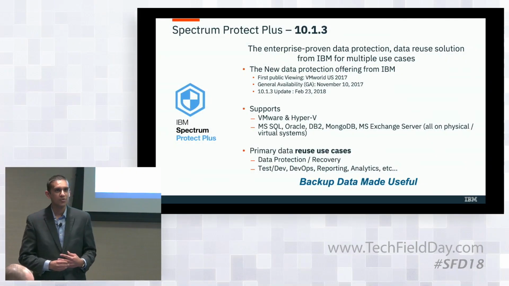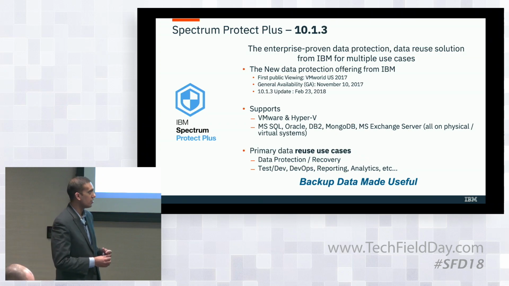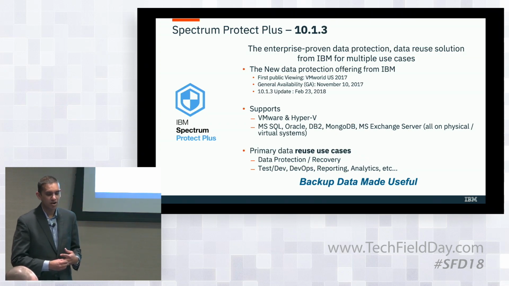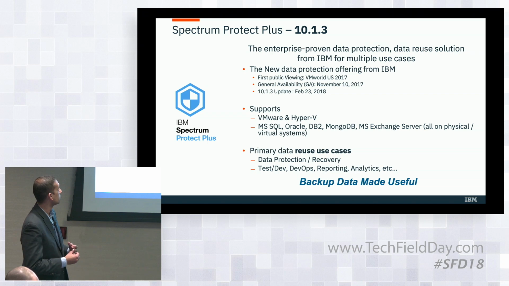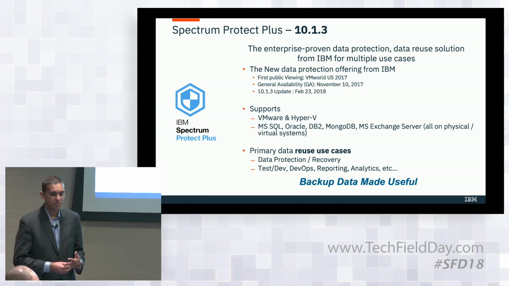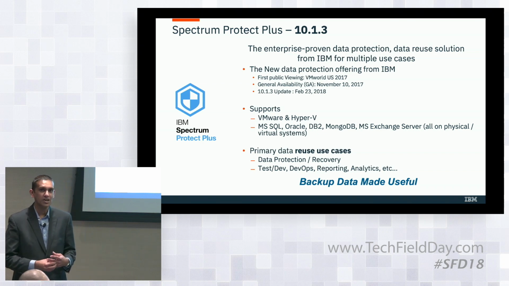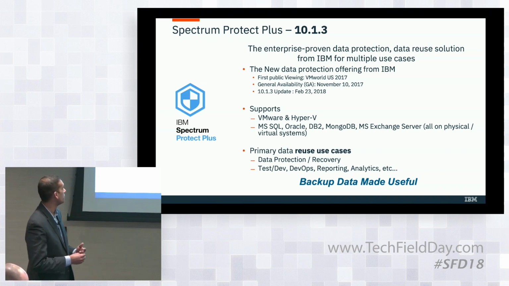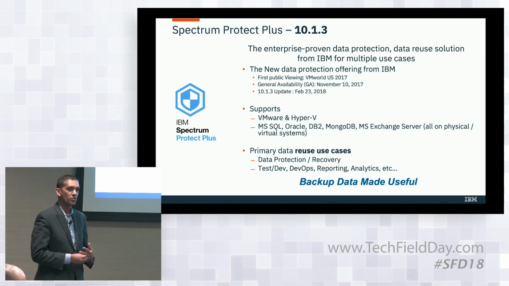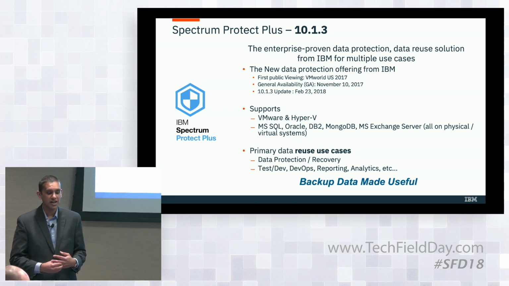In this section, we'll be going through some more in-depth into the technical overview of the product itself. So to start off, let me just do a quick recap of the product portfolio. Spectrum Protect Plus was introduced as an enterprise level data protection, data reuse software. It's a relatively new product offering. The first public viewing of it was at VMworld in 2017. It was GA the end of the year, November 10th. The latest update that we have added is in 10.1.3, which was literally last week. We went GA last week.